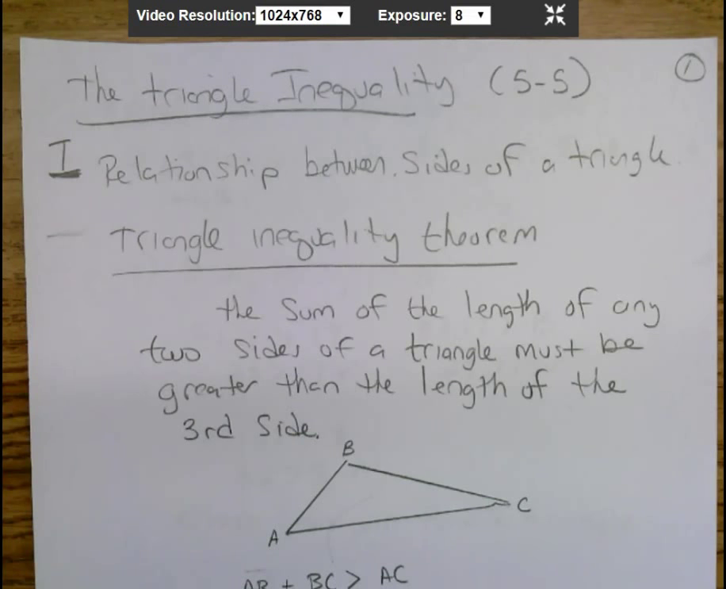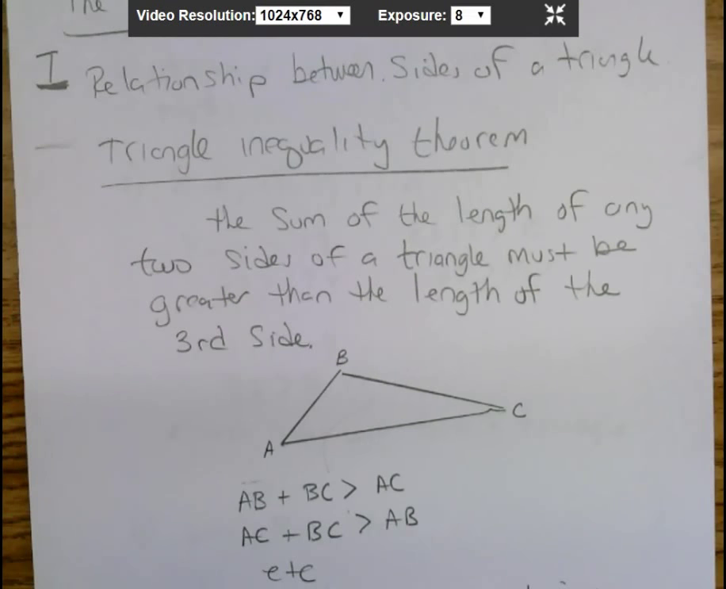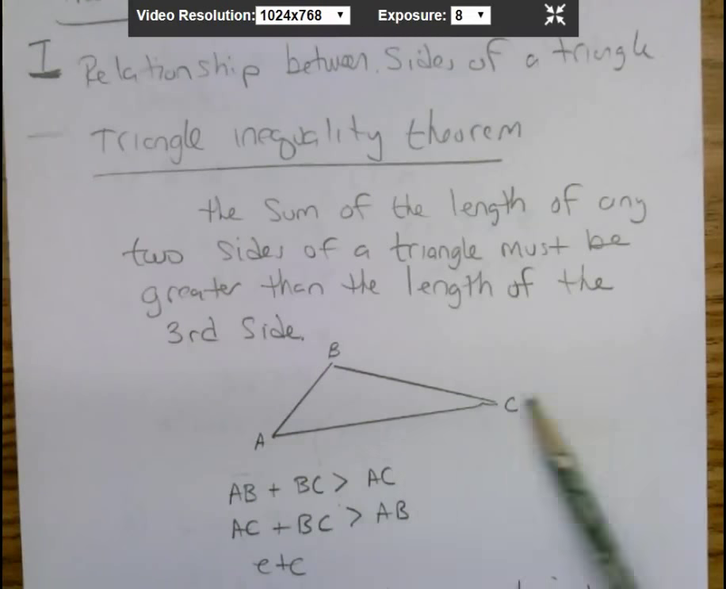So we have this theorem, and it's called the Triangle Inequality theorem. This one says that the sum of the lengths of any two sides of the triangle must be greater than the length of the third side. For instance, if we have side AB and we add BC to it, it is always going to be greater than AC.